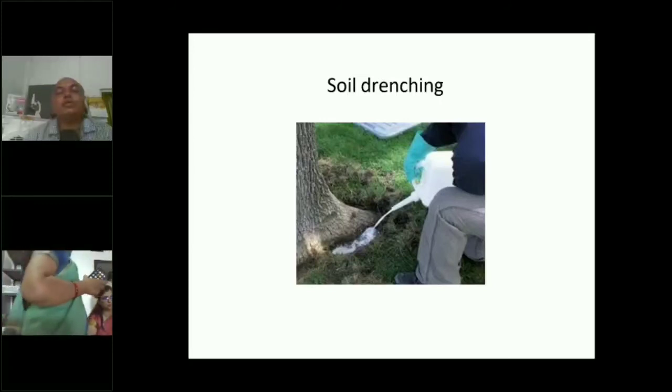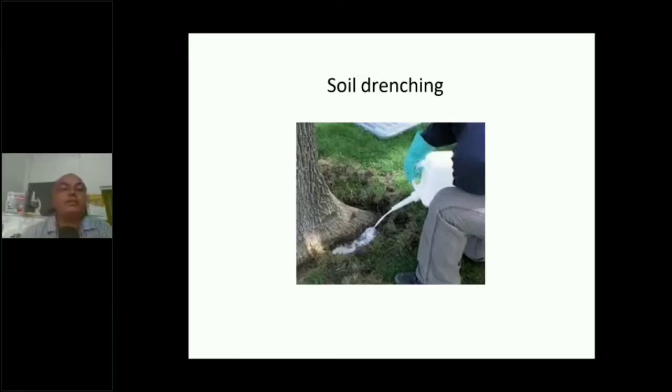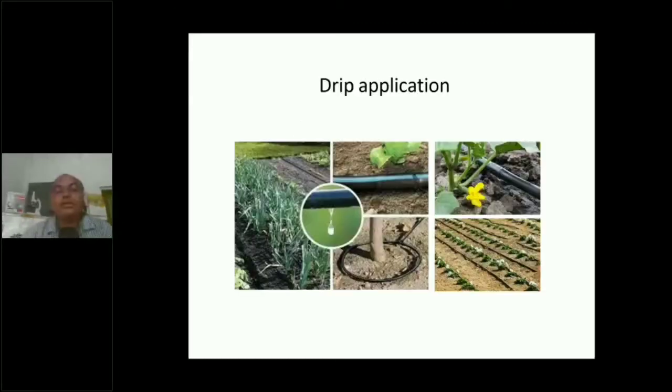In that case, you need to drench the soil with the chemicals, so that it will avoid the contact between your host plant and pathogen, and it will kill the pathogen. This is another way of application. Nowadays you will find so many crops are irrigated with the drip system, and with that drip system you can also apply fungicide with the drip water, so that it will reach the rhizosphere area and it will manage most of the soil related diseases or soil-borne plant pathogens.